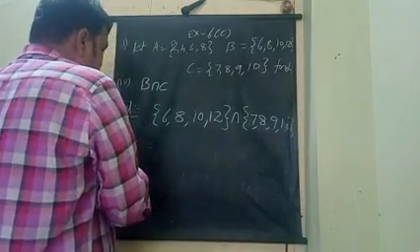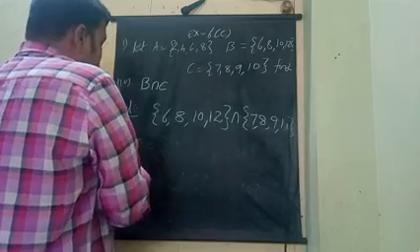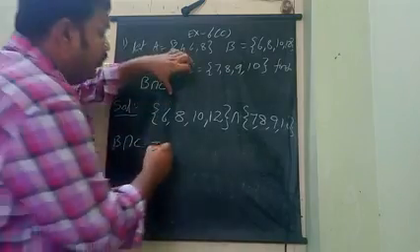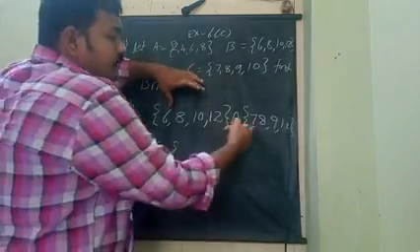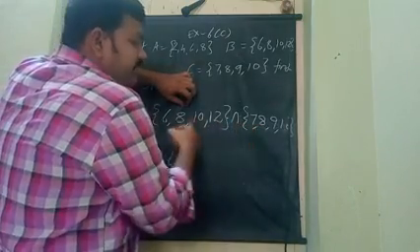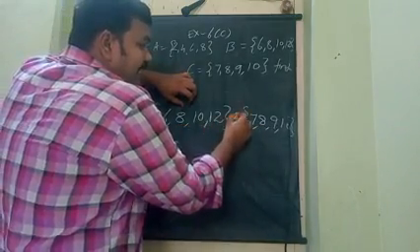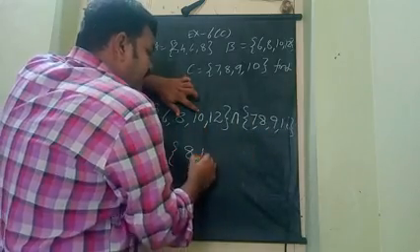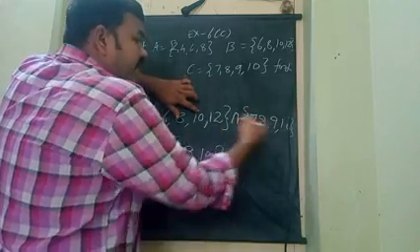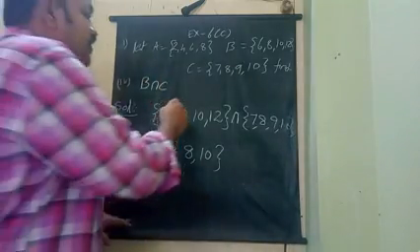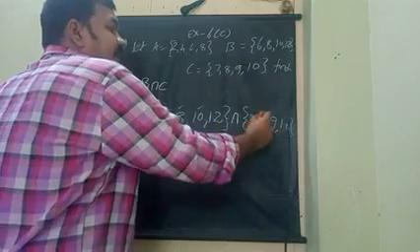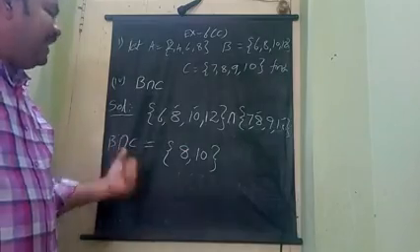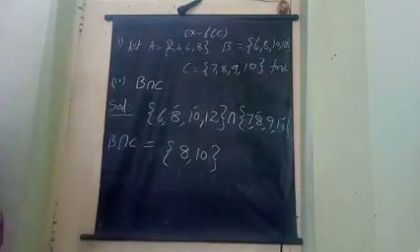So writing these two, B intersection C. Union means writing of all, but here we should not write all. Only the common ones we have to write. Which are common here? Is 6 present in both? No. 8 is in both sets. Intersection means writing the common ones. 8 is common and 10 is common. 12 is not there. So 8 and 10 are the common ones. The answer for B intersection C is 8, 10.